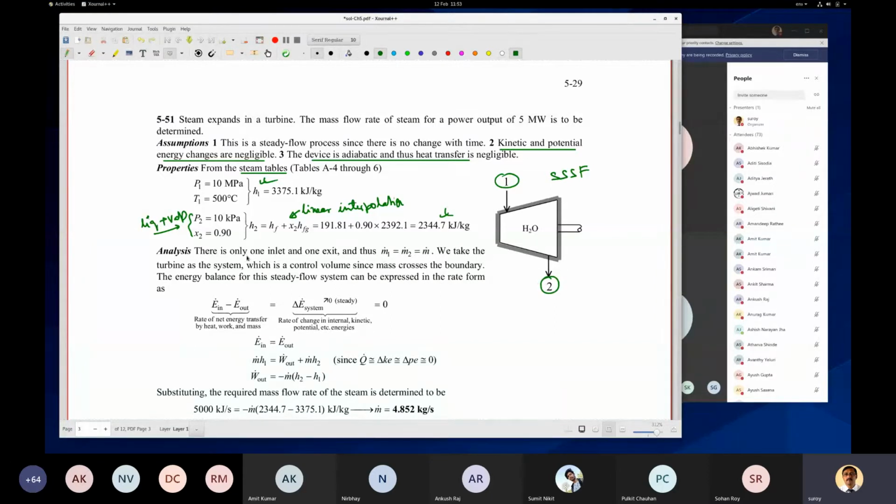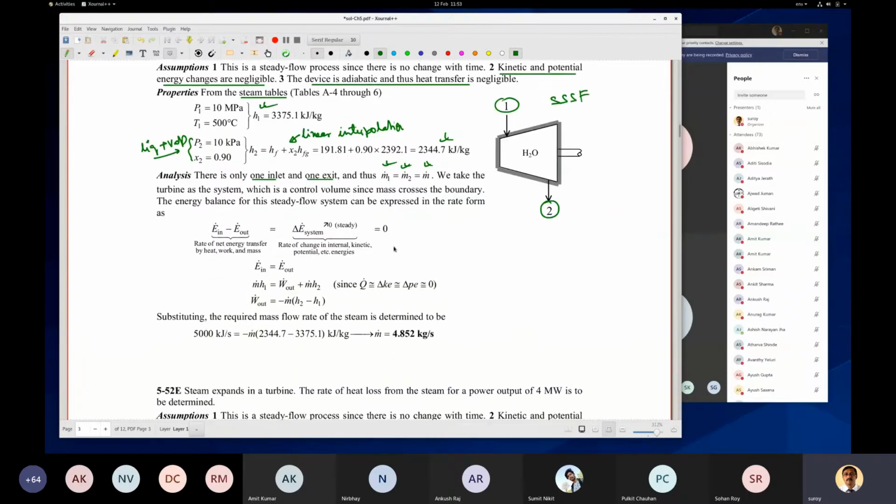So this is also one inlet, one exit. So the mass flow rate becomes equal. So now we can do the energy balance. We can do the energy balance and find out the required mass flow rate of steam.